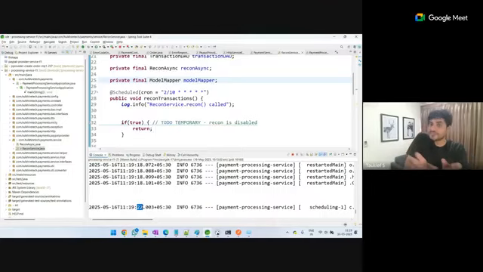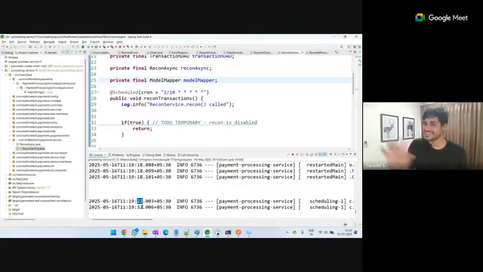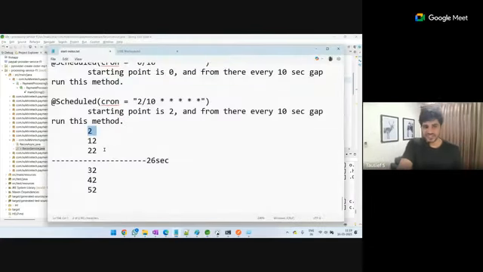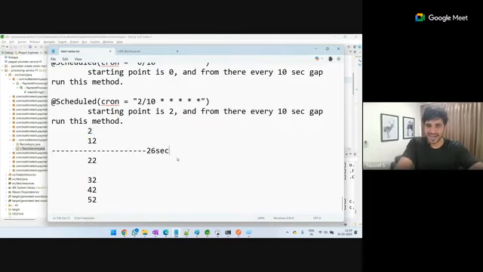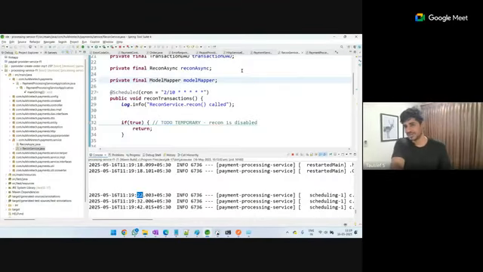So it does not wait to go to 2 first and then start counting. No, it calculates it. Even though we started right now, at 18 seconds, it still executed the next one at 22. It did not wait for the starting point. That's the point we were trying to demonstrate here.